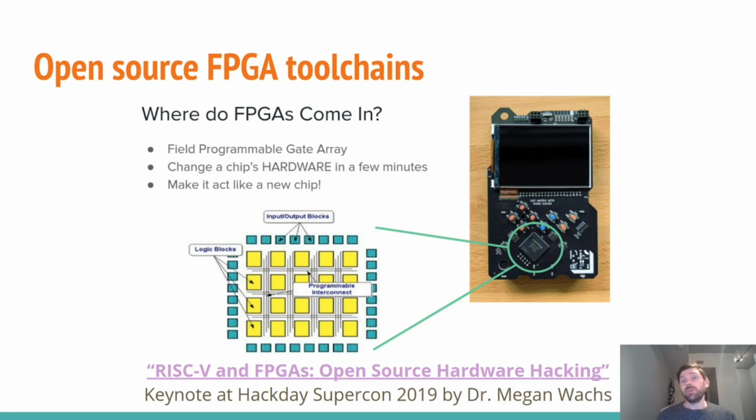However, there aren't really that many options when it comes to hardware on Linux with RISC-V. So one of the other alternatives is to leverage FPGAs.